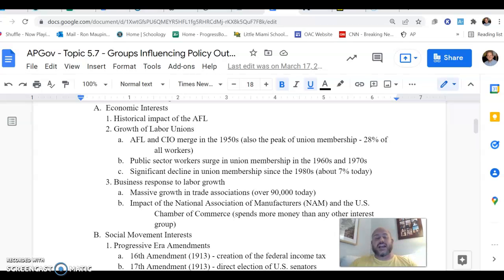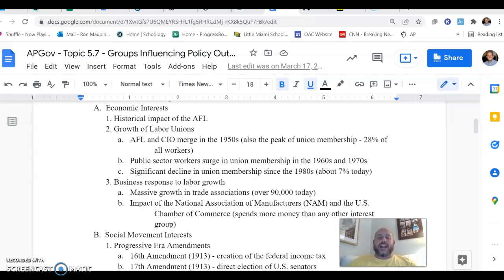Additionally, with regards to economic interests, you also have various trade associations, trade interest groups. Take a look at this. We're talking about over 90,000 different trade associations and interest groups. Some of them are very big and broad-based, like the National Association of Manufacturers and the U.S. Chamber of Commerce. Others are very tailored to a specific industry. It might be the grape industry, the tire industry, or the shoe industry. So you can think of the industry, and there's an interest group that represents it and lobbies on its behalf in Congress.